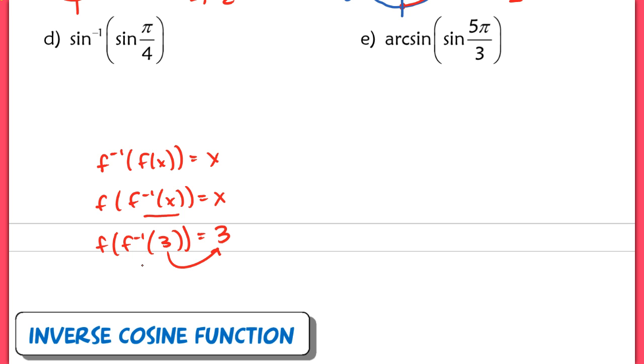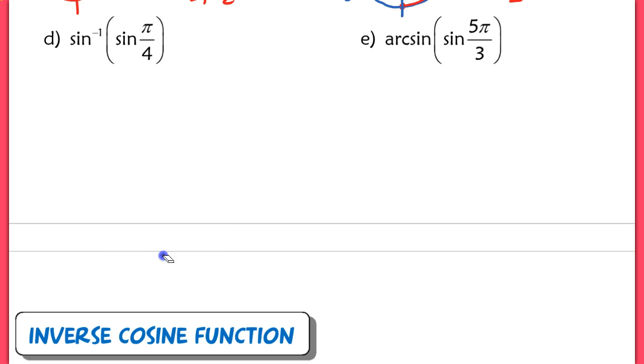Now, in this case, a shortcut for this problem would be to apply what we were just talking about, but you have to make sure that this input is within the domain of the particular function you're looking at. So, is pi over 4 within the domain of sine? Yes, it is, which means this is pi over 4. So that's one way of approaching this question.